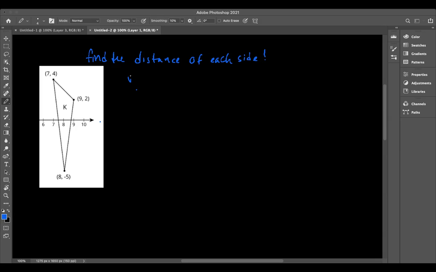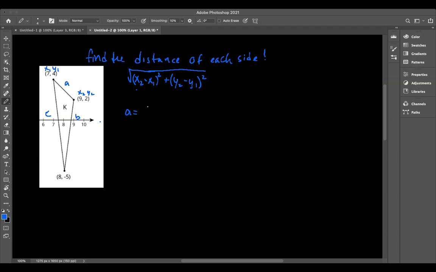Again, the equation was x2 minus x1 squared plus y2 minus y1 squared, square that bad boy. All right, so let's take A, this is B, and this is C. We can still label it the same way. Let's do A first. This would be x2, this would be y2, this would be x1, this would be y1.